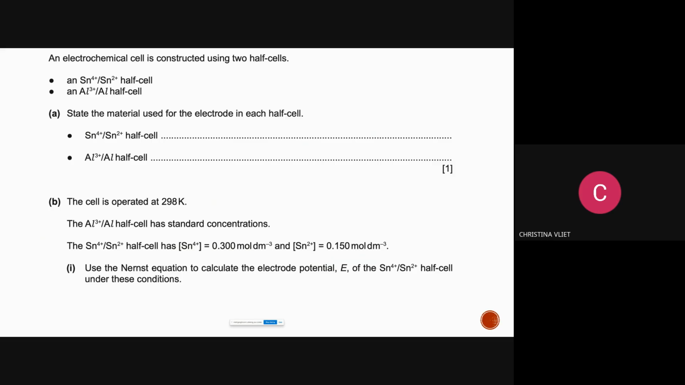Can you tell if this is a Cambridge question? By the writing? Yes. Totally Cambridge. Paper 4.